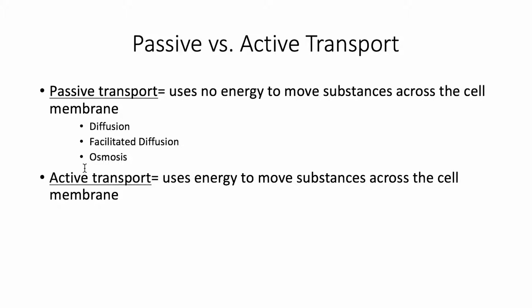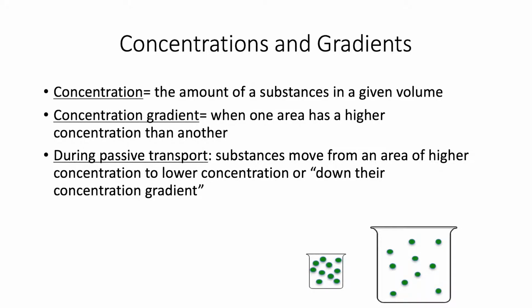Active transport, on the other hand, requires energy. It involves moving substances in directions that are against their concentration gradient. We'll discuss what that means a little bit later. So what is concentration? Concentration is the amount of substance in a given volume, and a concentration gradient involves having an area with a higher concentration than another. We call that a concentration gradient.